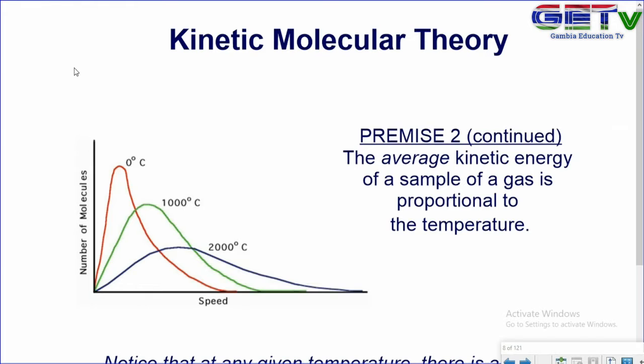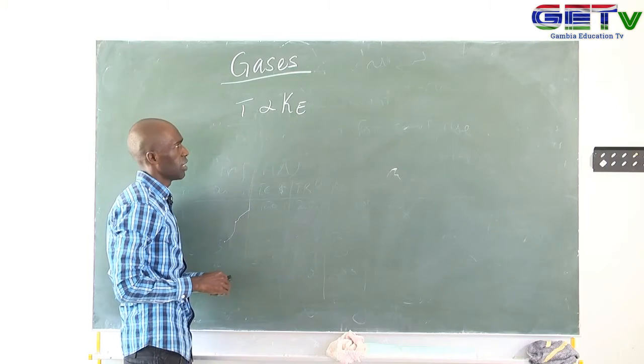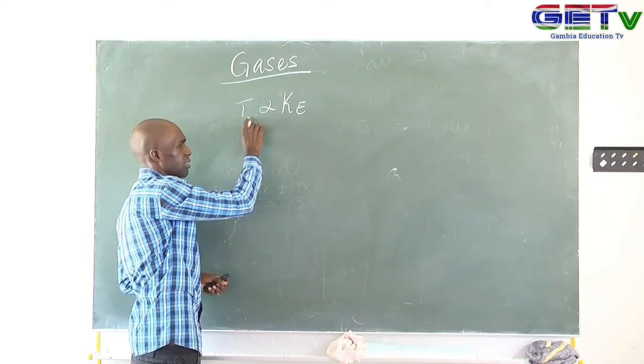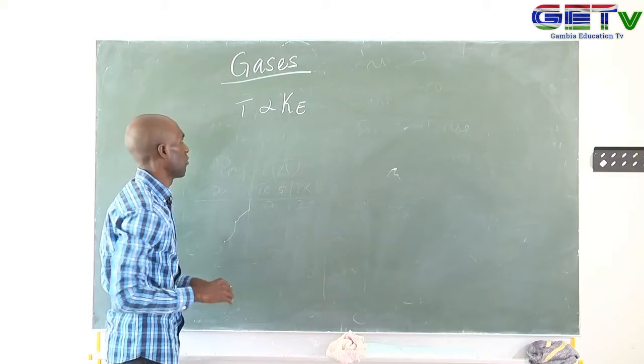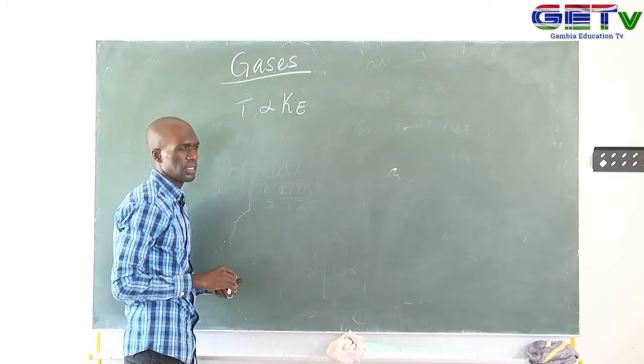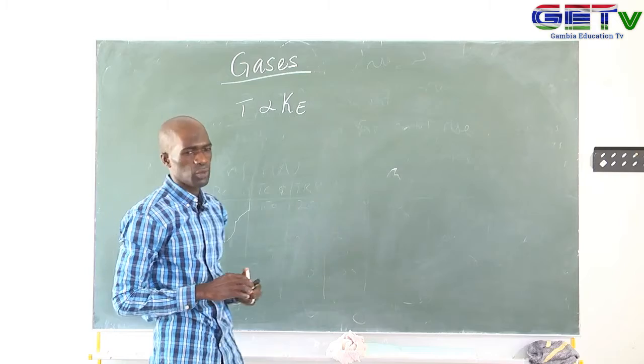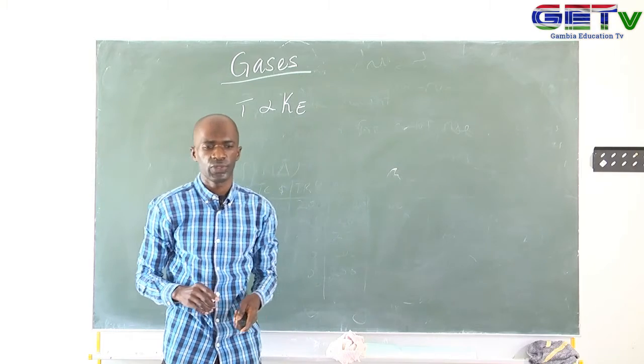And then the average kinetic energy of a sample of a gas is proportional to the temperature. So that is T is proportional to the kinetic energy. And this means that if temperature increases, the kinetic energy of the gas molecules will increase. If temperature decreases, the kinetic energy of the gas molecules will also reduce.